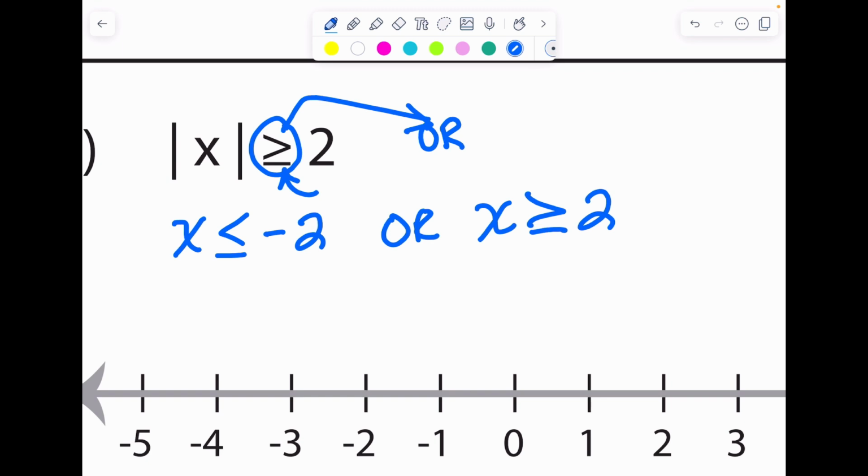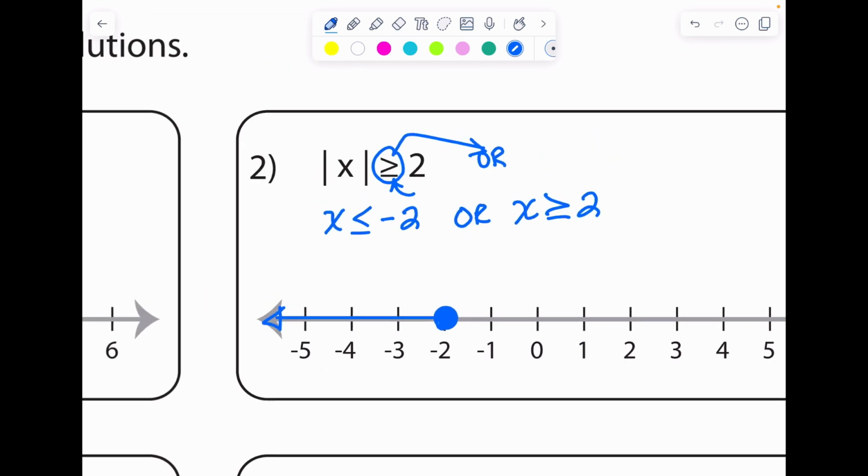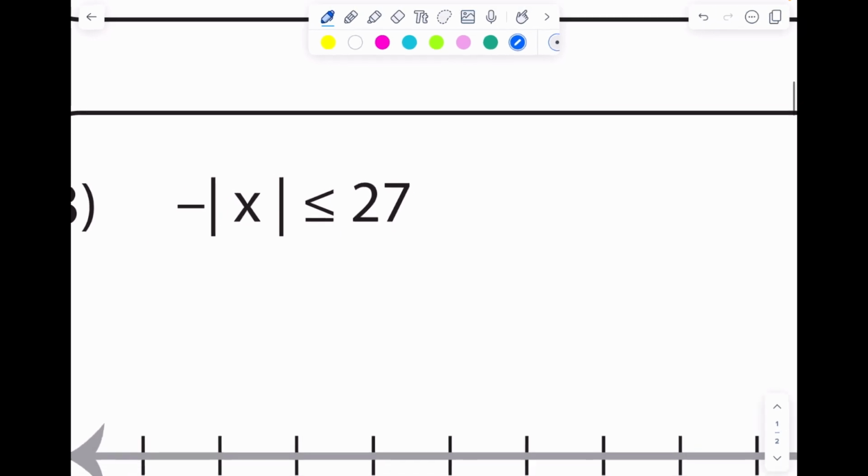This is pretty much solved now. There's no additional algebra to be done, so I'm just going to graph these two statements. Less than or equal to -2: I'm going to put a circle at -2, fill it in, and go to the left. Or I'm going to do the greater than or equal to 2, so I'm going to put a filled in circle here and go to the right. And that is the solution to that one.